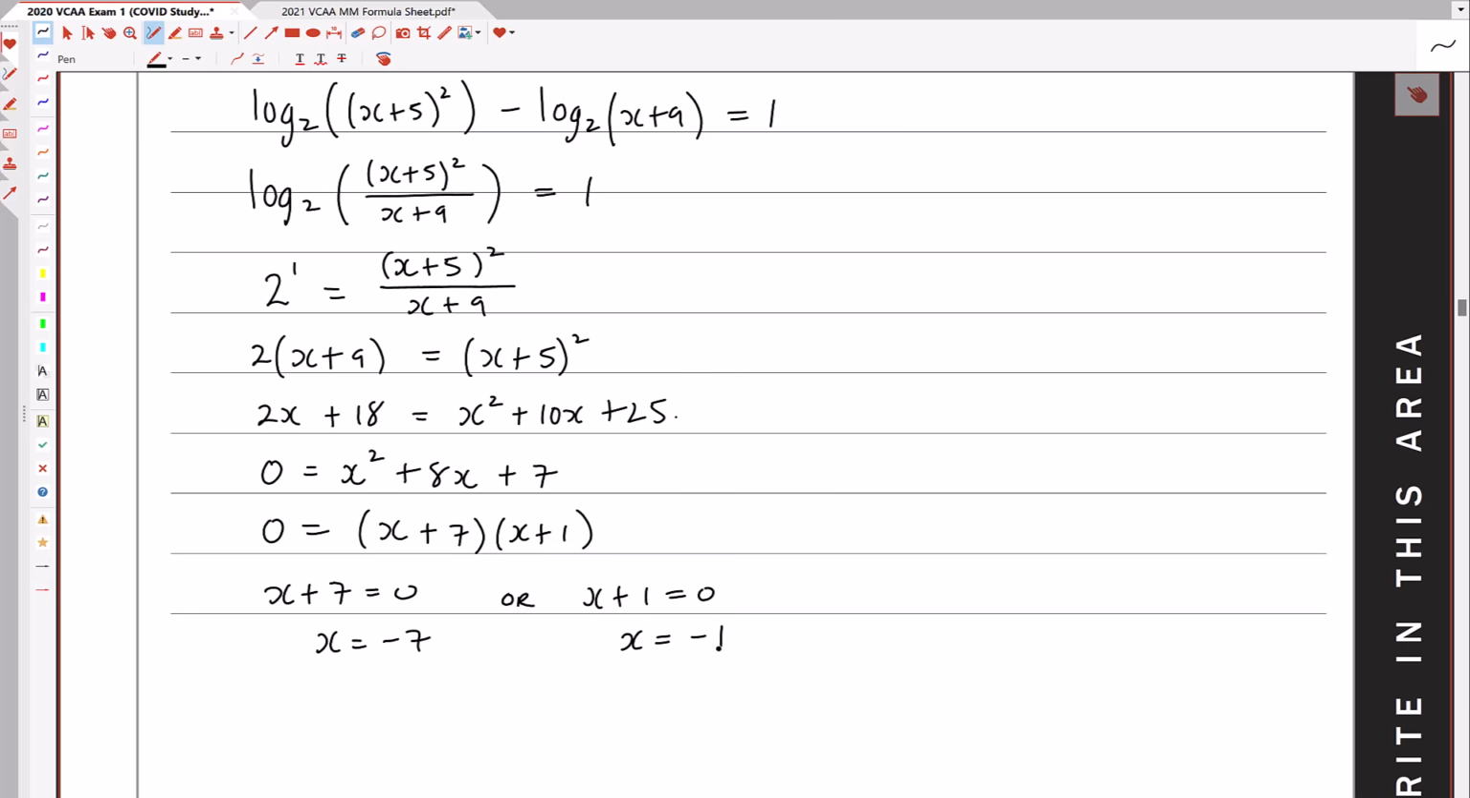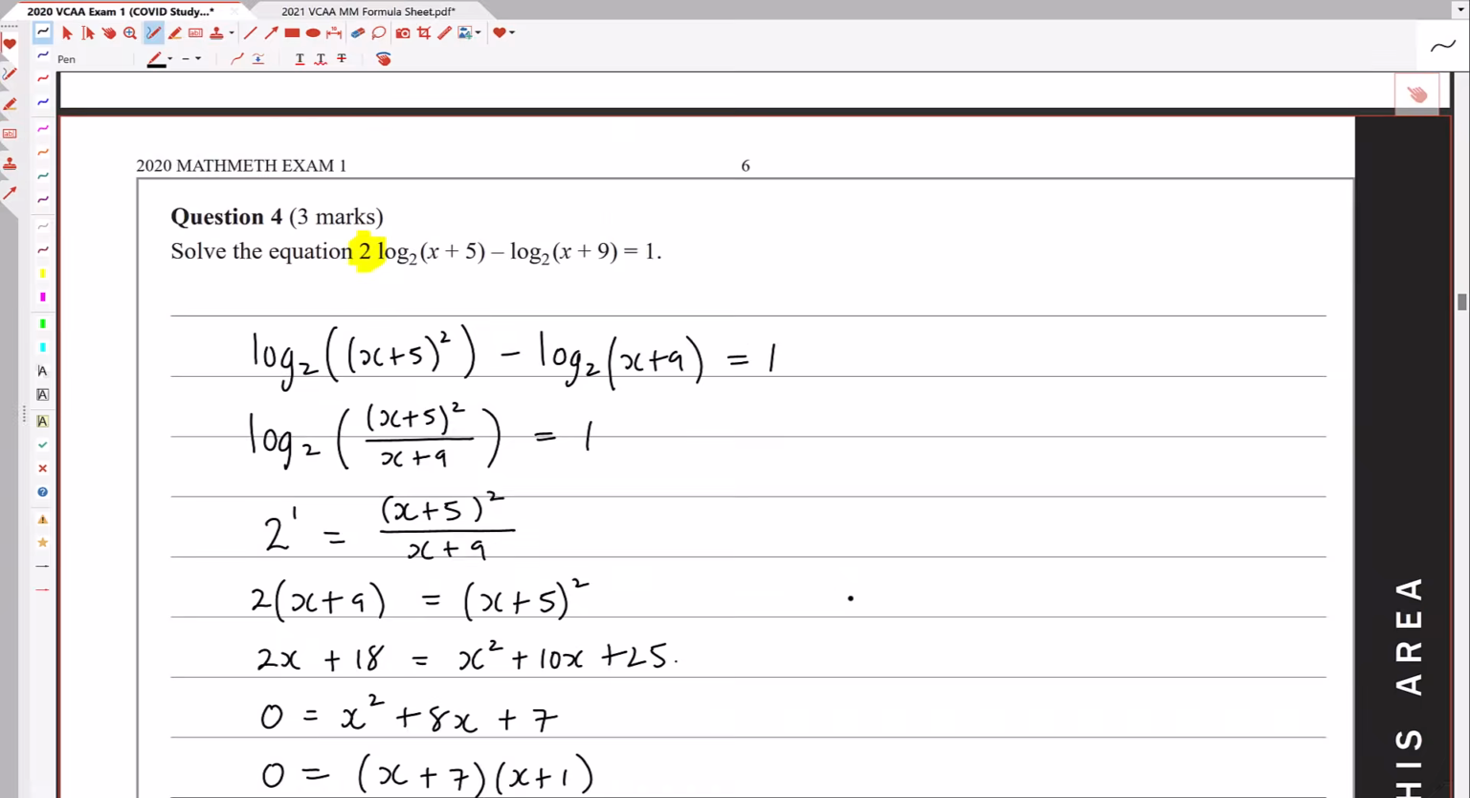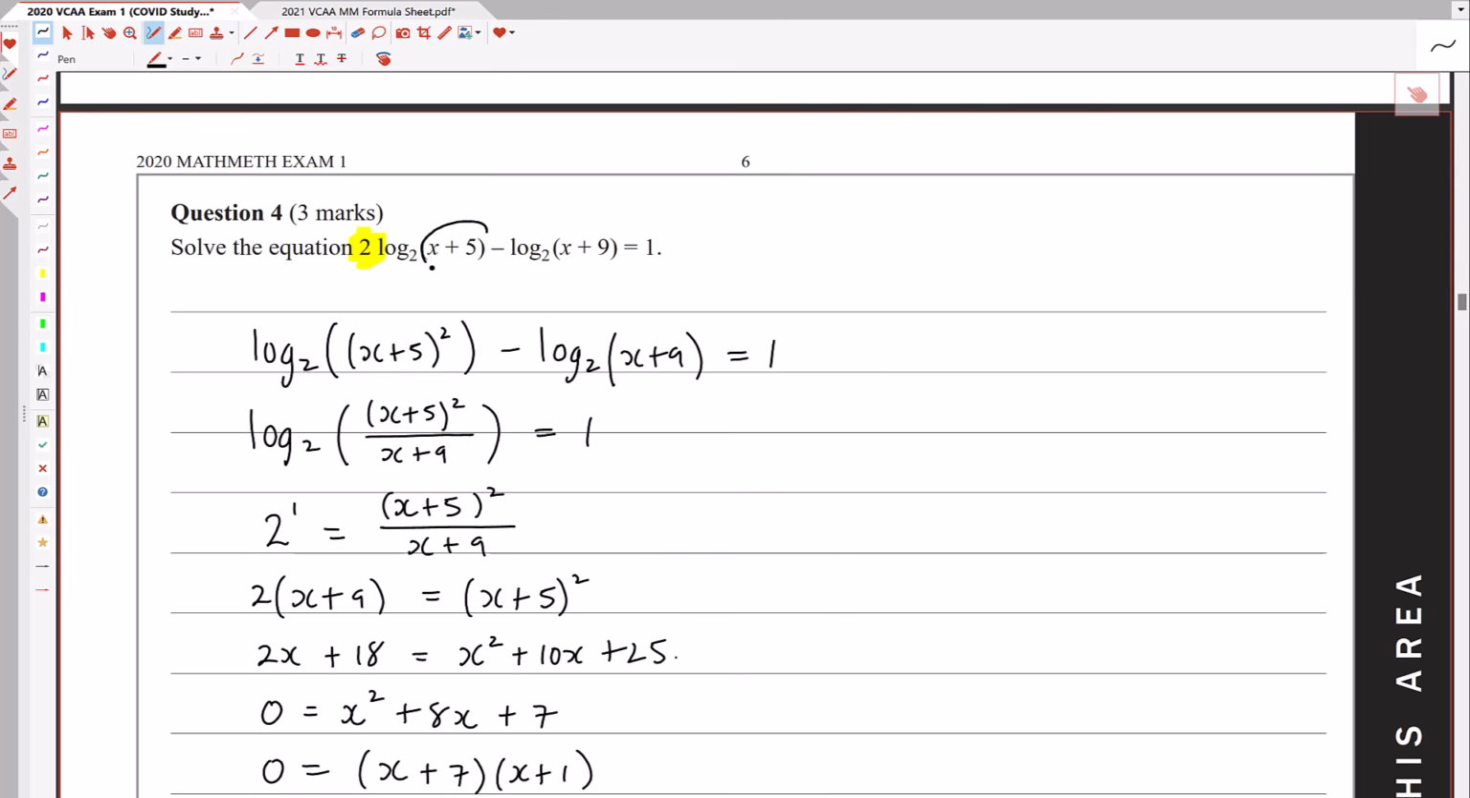Now, when we have a log equation, we need to make sure that we think about the original domain of the function to make sure that both of our solutions actually fit the original equation. So remembering that whatever's in the log has to be bigger than 0. So this log means that x plus 5 has to be bigger than 0, so x has to be bigger than negative 5. And this log here means that x plus 9 has to be bigger than 0, so x has to be bigger than negative 9.